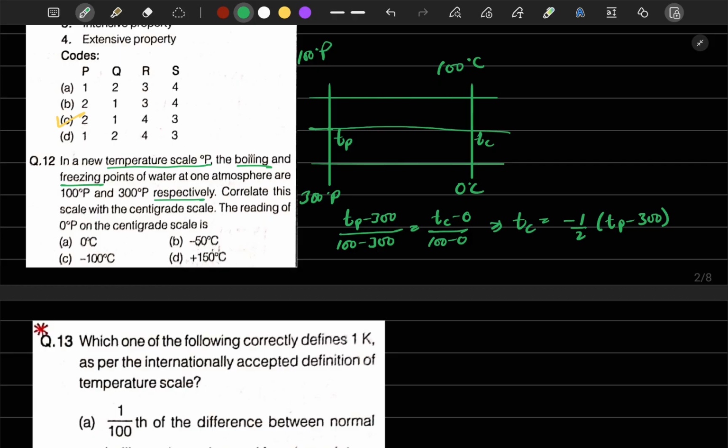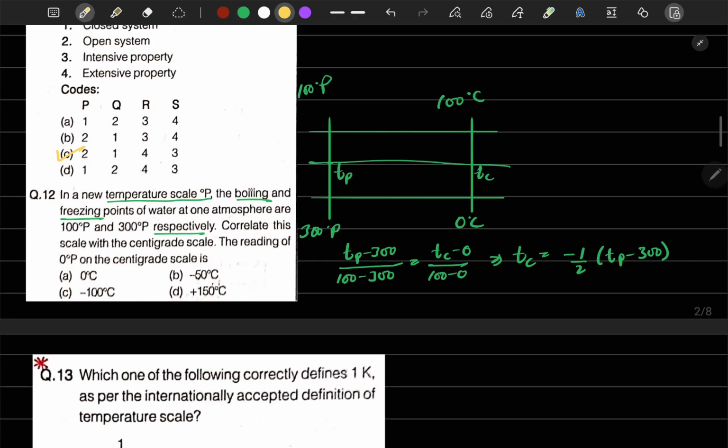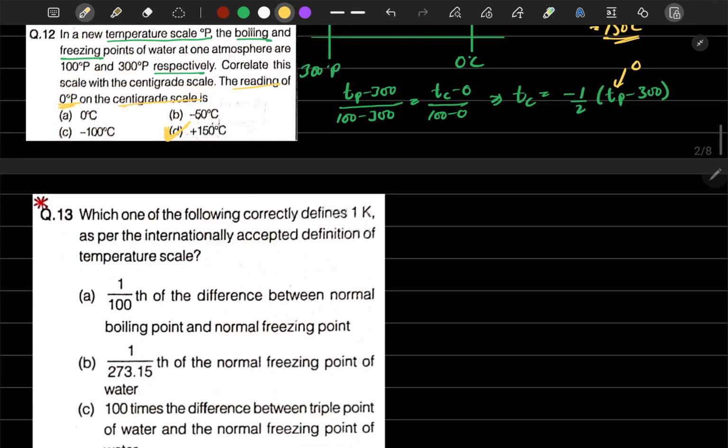Yes, that's it. Here we have been asked the reading of 0 degree P in the centigrade scale. So for 0 degree P, if TP is 0, our TC will become minus 1 by 2 into minus 300. So this will be 150 degrees Celsius. So answer D will be the correct answer.